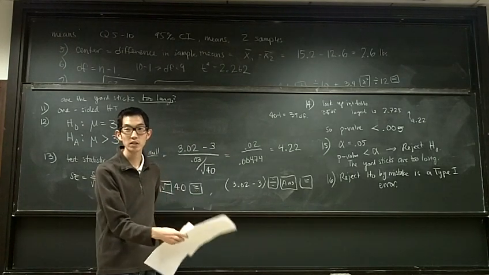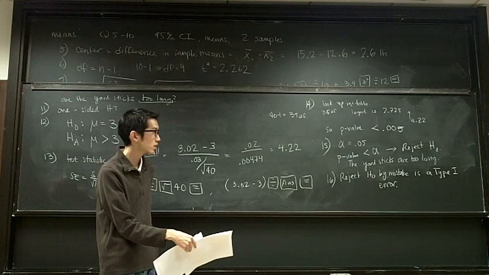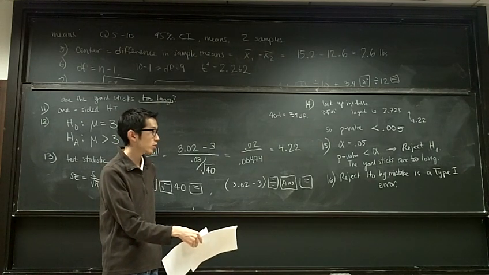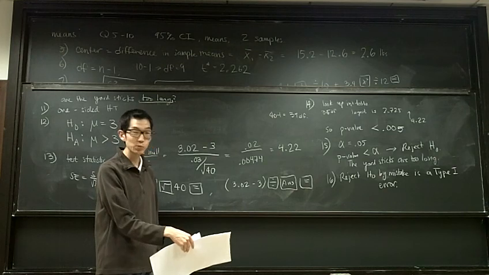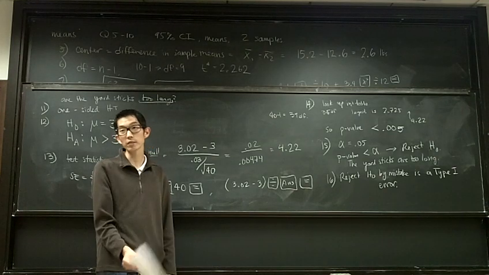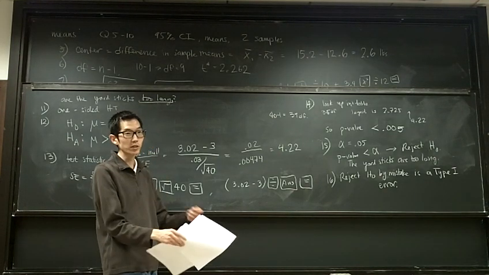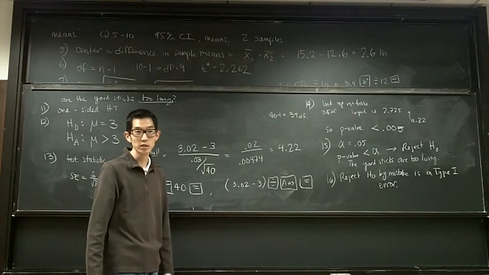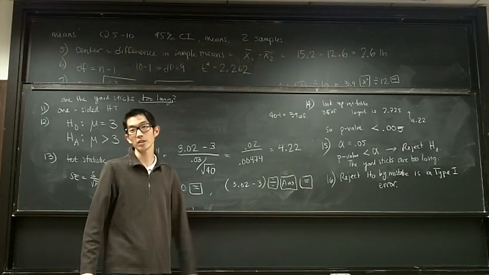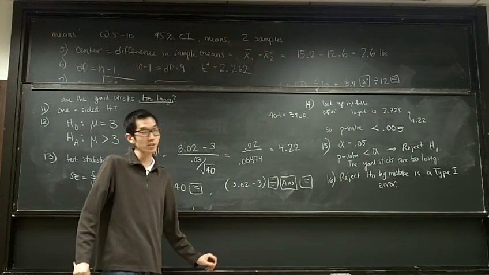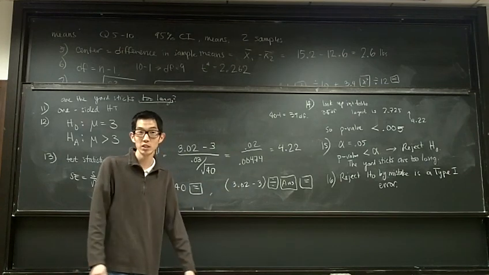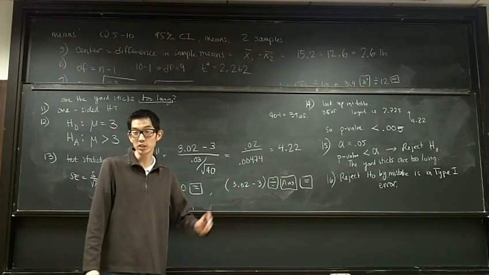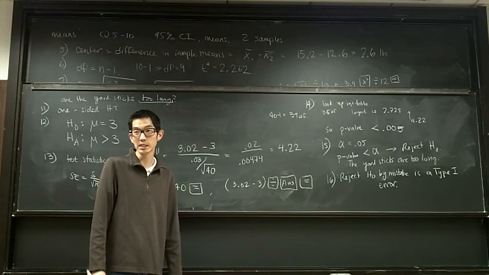Wait, so what exactly is the p-value? Less than 0.005. We don't have an exact value because our table is not that precise. So it's really small. That's all I can say. I don't know exactly what it is, but I do know that it's really small. And it's enough for me to say I'm going to reject the null hypothesis.